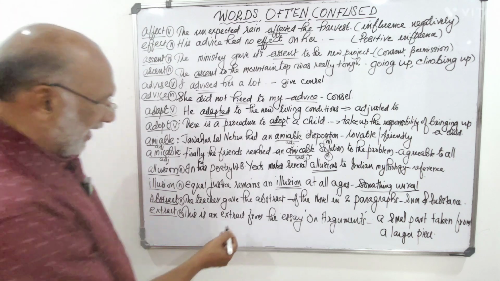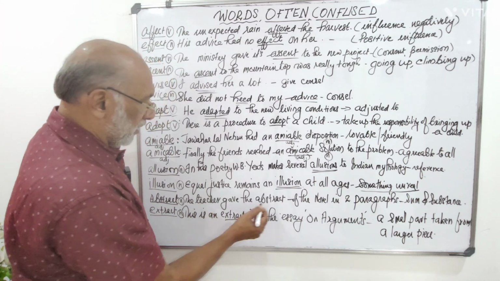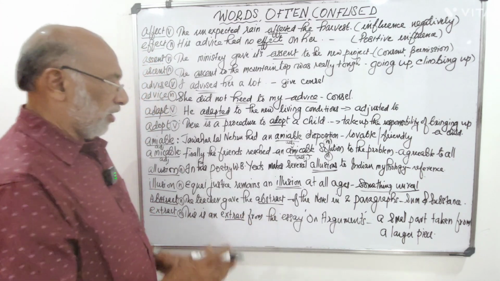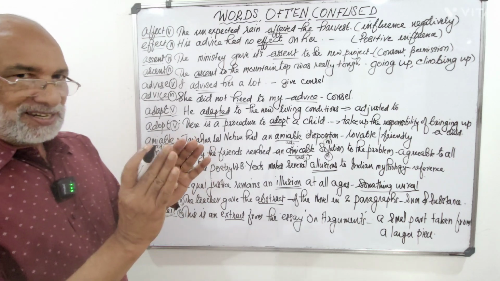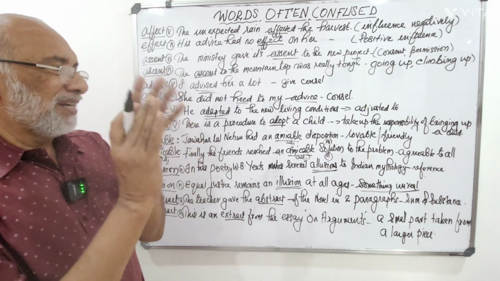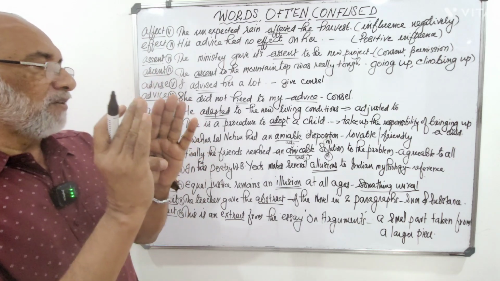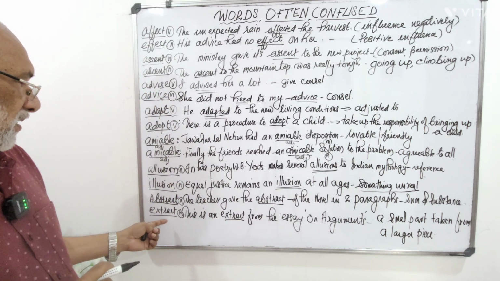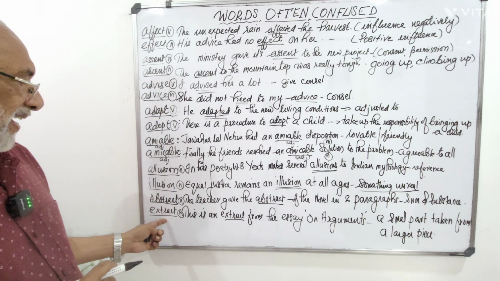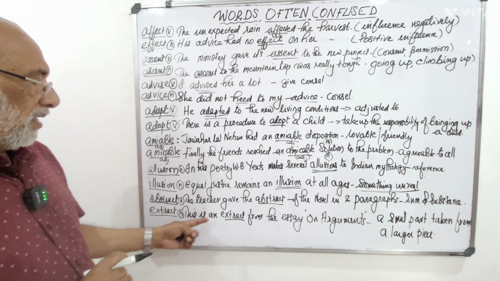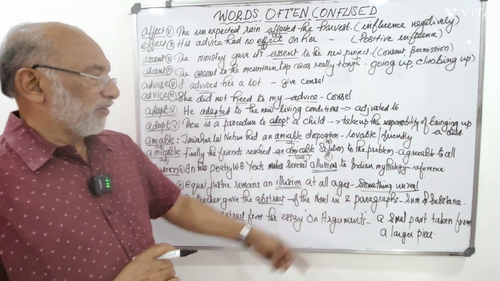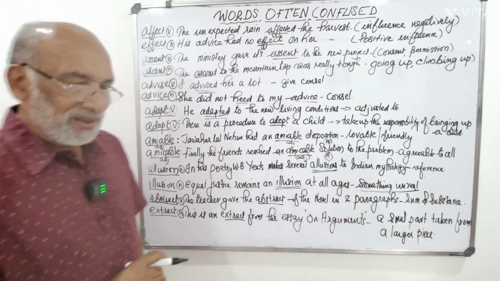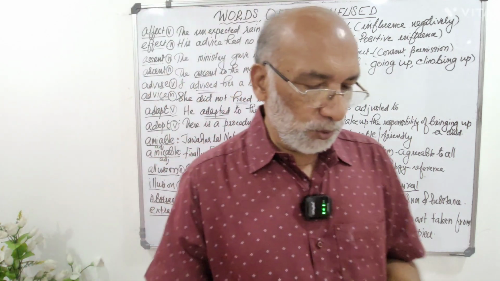This is an extract, and abstract is sum and substance, something put in a brief or short manner, presented in a brief way. That's it. So, abstract and extract. Extract means a small part taken from a larger piece. I think it's very clear to you.